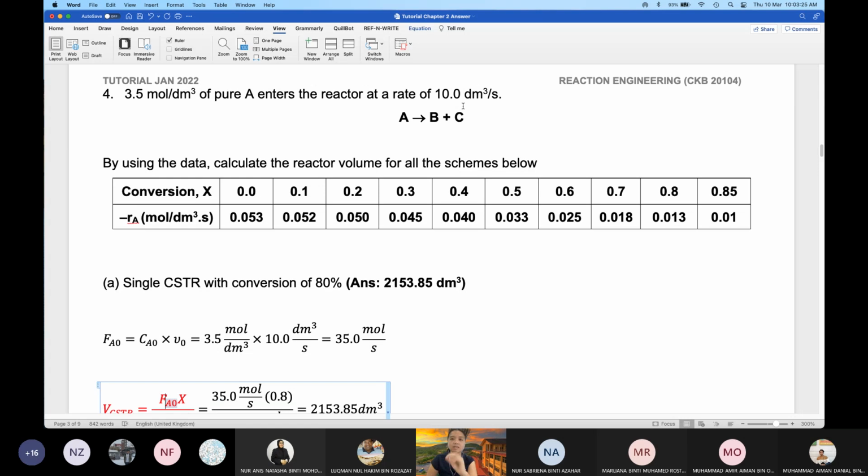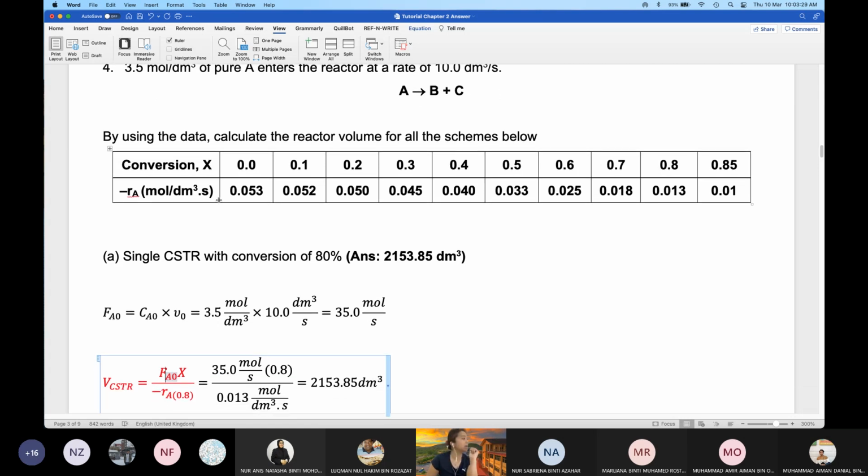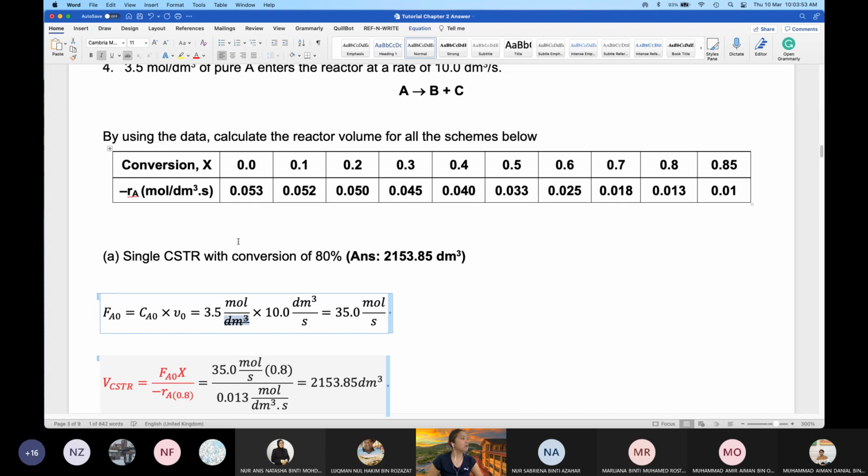Okay, so maybe you remember, it gives us Ca0 and V0. There is a correlation between Fa0, Ca0 and V0, because Fa0 is equal to Ca0 multiplied by V0. So you multiply your Ca0, 3.5 mole per dm cube, with your volumetric flow rate, 10 dm cube per second. If you multiply correctly, you can see I can cancel the unit of volume. The dm cube, you know in mathematics top and bottom can cancel. We are left with mole per second. So it is correct: mole per second, mole per time. So you already get your Fa0 first. Fa0 is 35 mole per second.